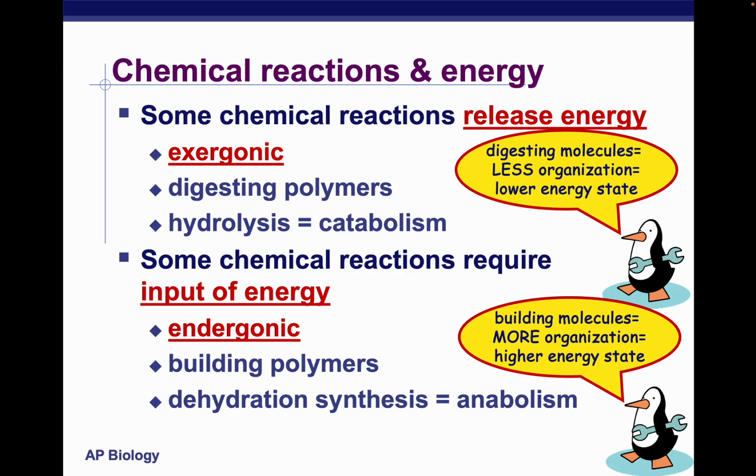Now some are going to require input of energy, and these are known as endergonic. The input of energy is required for building polymers through reactions such as dehydration synthesis, and they're also called anabolic reactions.